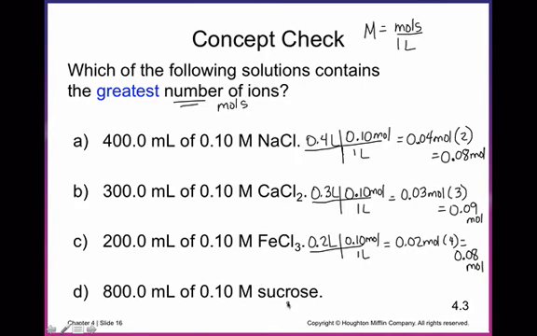Sucrose. Sucrose is sugar. Sugar does not dissolve into its ions in solution, so the sugar compound stays together. That means there are no ions, so we can automatically discount that one. It's not going to produce any ions in solution. Then if I look back at these, the winner is B, because that produced 0.09 moles of ions.